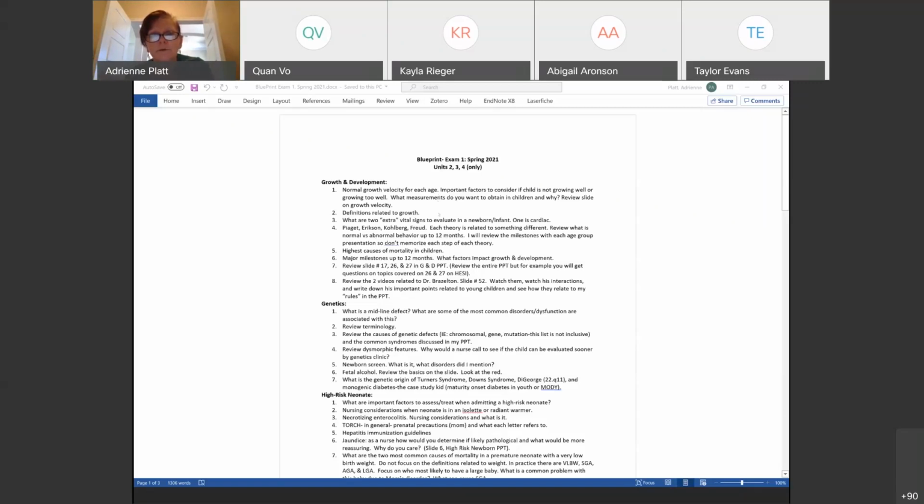So if you are seeing centimeters, I will put both centimeters and inches. I would hope the HESI would do also, but the measurement is 1 inch equals 2.54 centimeters.